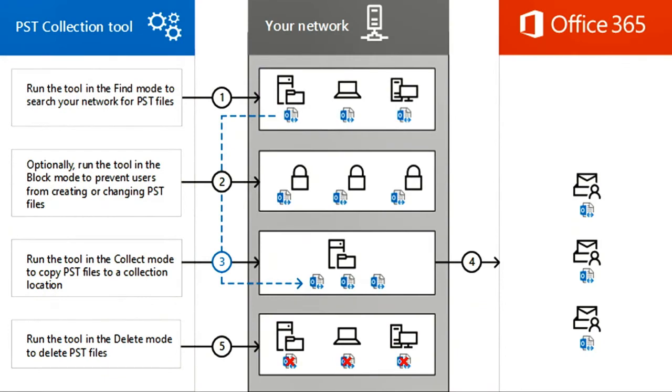I've got some diagrams that show you the process here. The first step is running the tool itself. You'll run it in find mode, and it'll search your network and find the PST files. It will also create a GPO called PST usage controls, which will be linked to your domain and will apply to all authenticated users in your organization. The next step is to optionally block. The next step after that would be to copy the PST files that have been discovered. And the next step after that would be to run the tool in delete mode to delete the PST files if you don't need them anymore, and then do your migration over to the cloud if you want to.